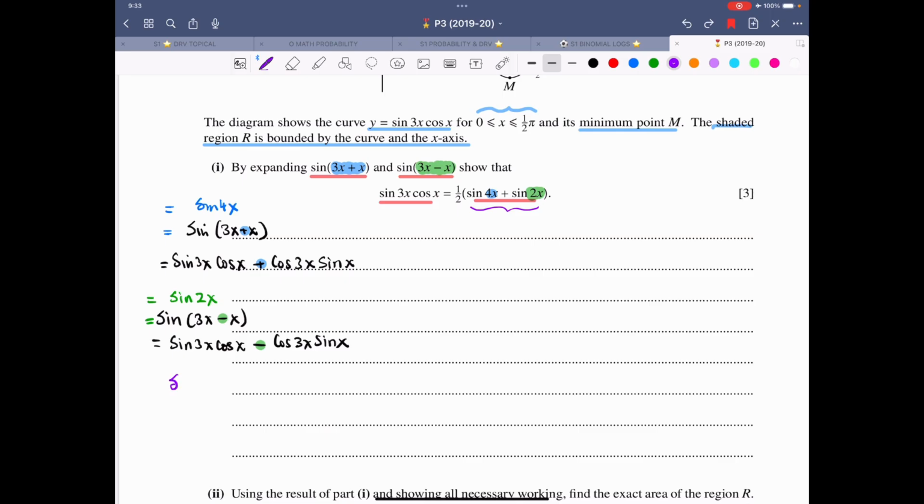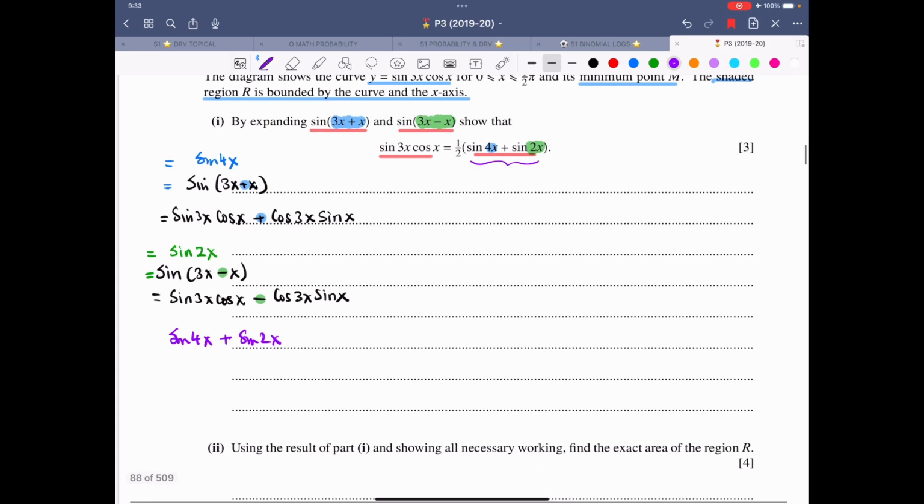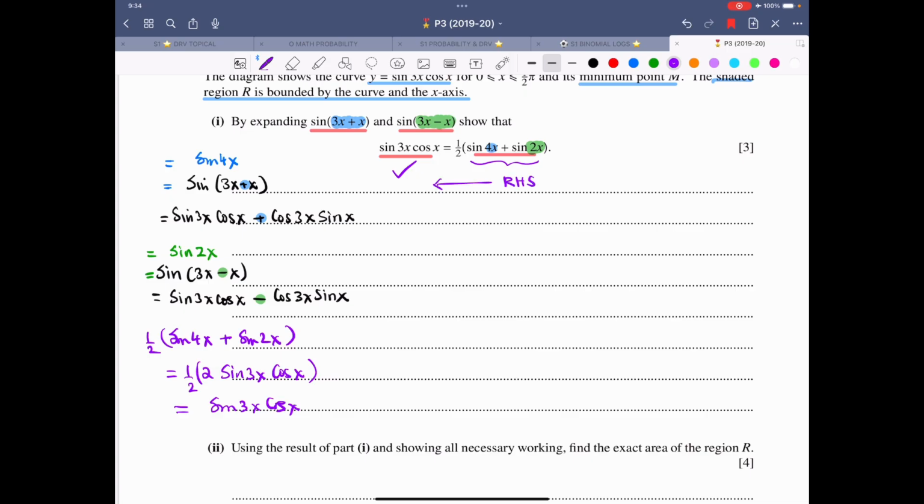So now let me write sine of 4x plus sine of 2x. If I add it, then the terms with the opposite signs will cancel. So these two would cancel, and I'm simply left with 2 sine 3x cosine x. And let me write a half over here. The 2 and 2 cancel, and that is sine 3x cosine x, which is exactly over here. So basically, you start with the right hand side and you prove it to the left hand side.